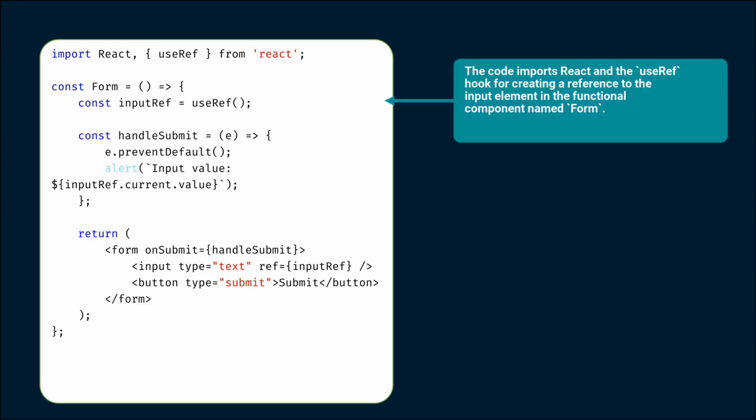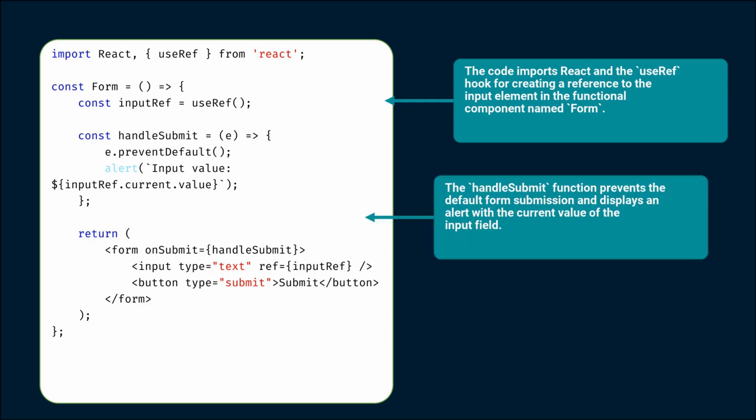Now let's see how we can implement a form handling component using refs to capture input values without triggering re-renders. In this example, we start by importing React and the useRef hook, which allows us to access and manage the reference to a DOM element.